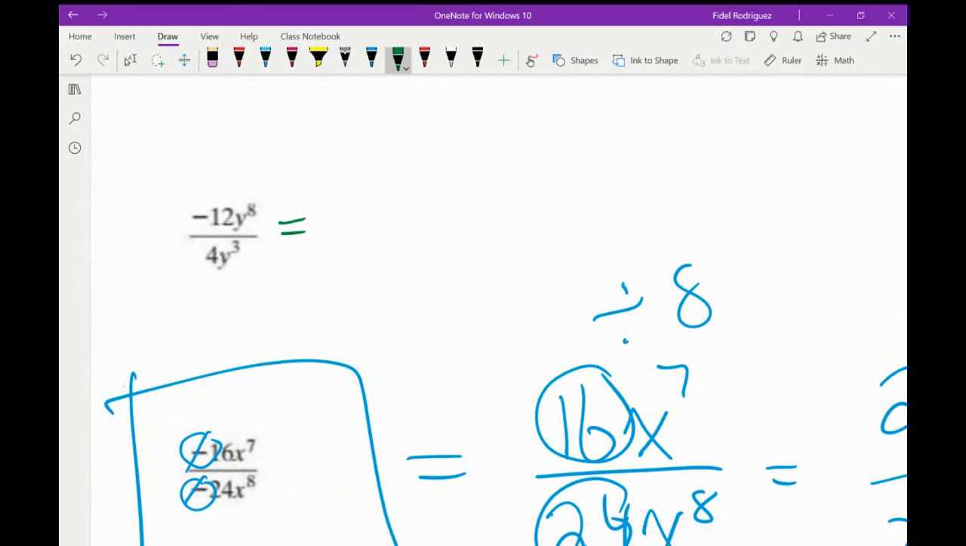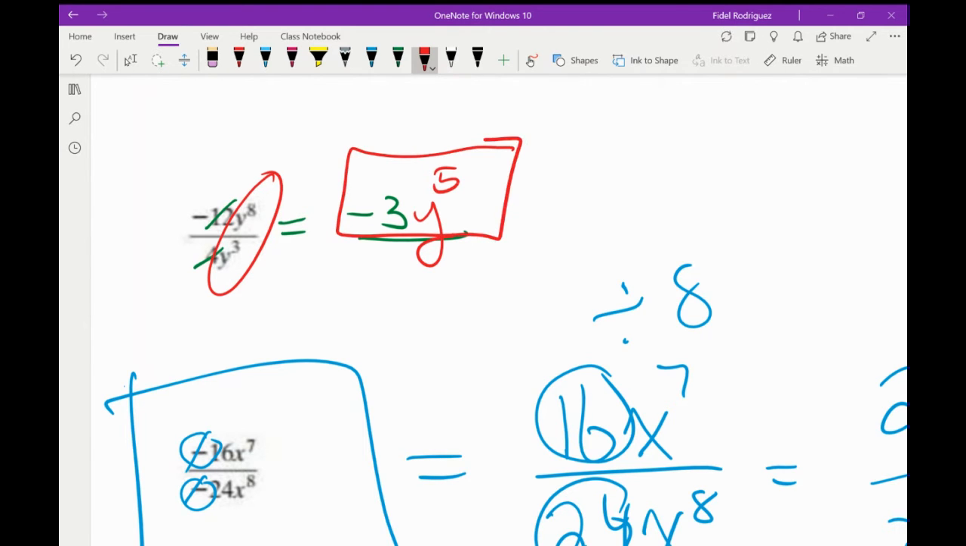Okay, same thing here. The first thing I'm going to do when looking at this problem is say, look, we can divide them both: 4 goes into 12 3 times, and because it's negative, I'm going to keep a negative there. Then I'm going to look at my powers again. Both of them are y's. So where do I have more y's? Do I have more y's on the top, or more y's on the bottom? We have more y's on the top, so whatever power we end up with is going to be upstairs. And so 8 minus 3 leaves me with 5, and our answer is just negative 3y to the 5th.